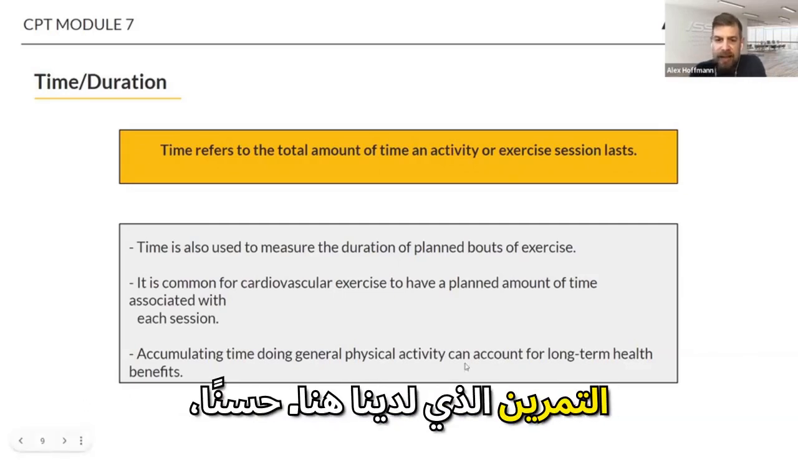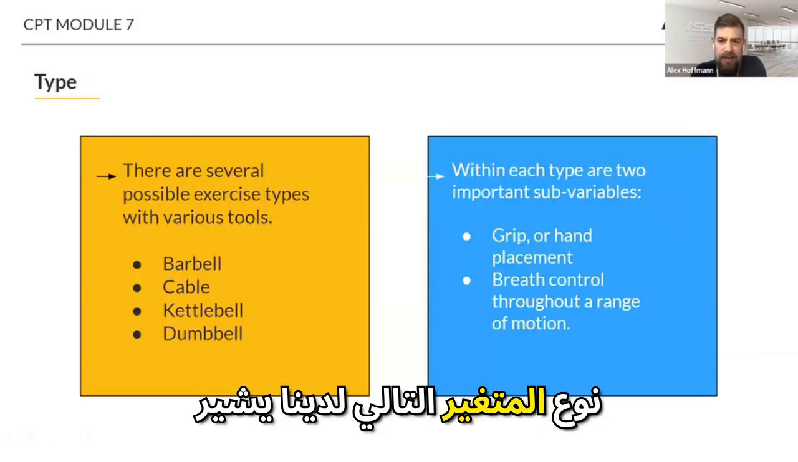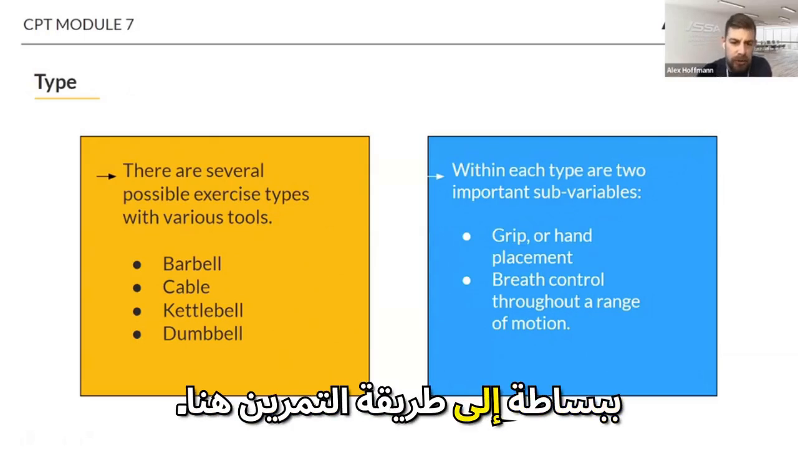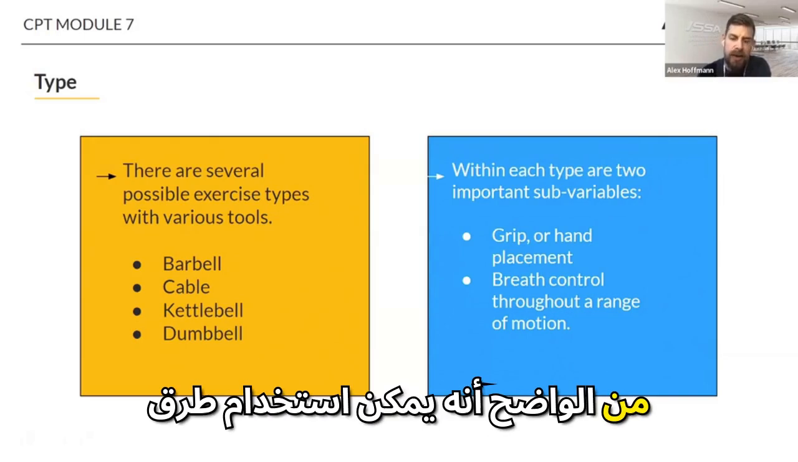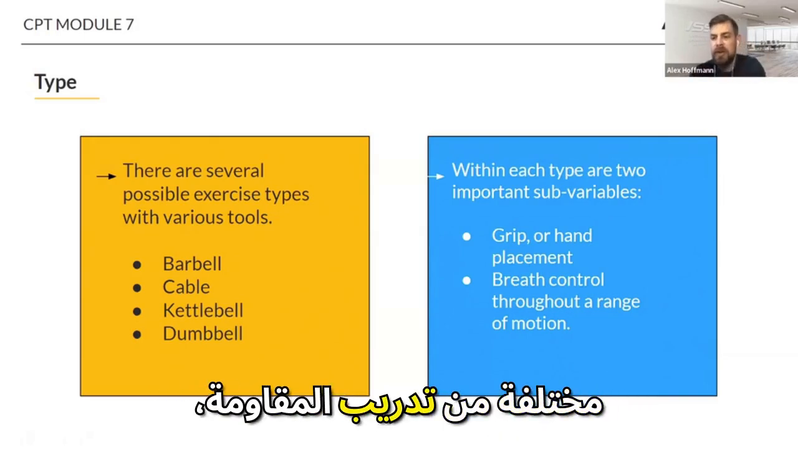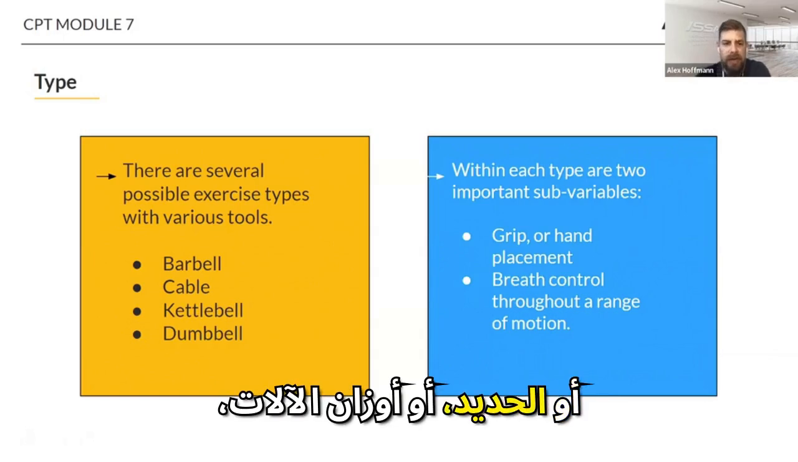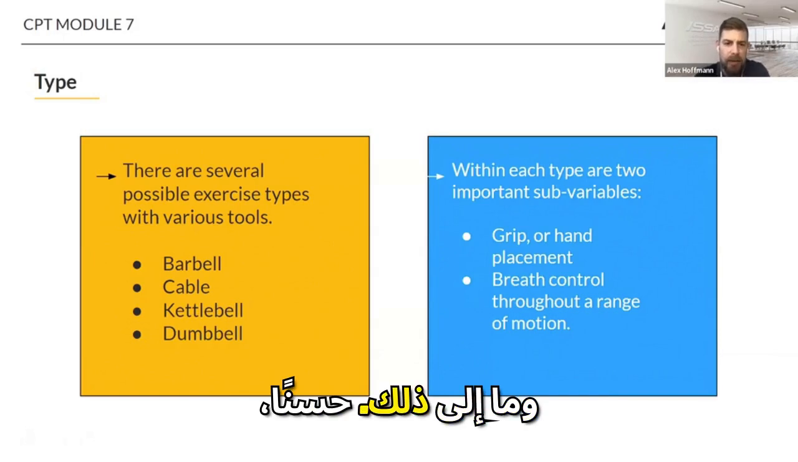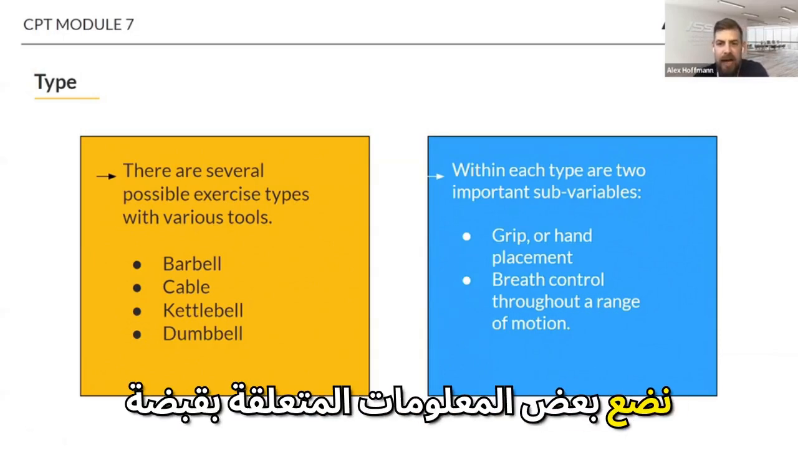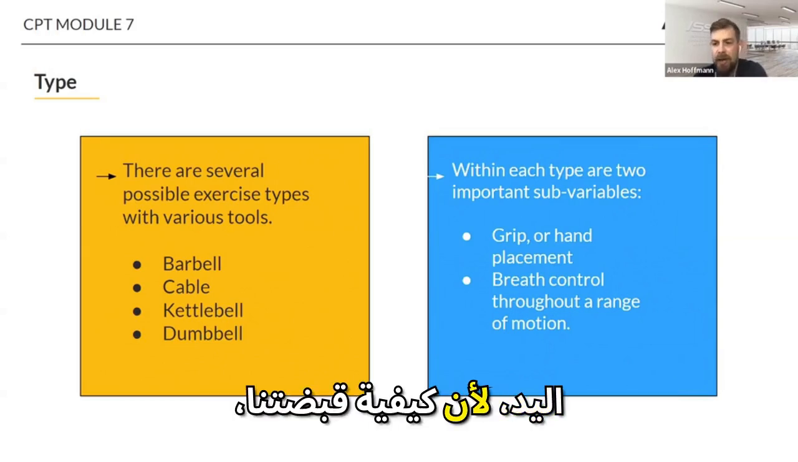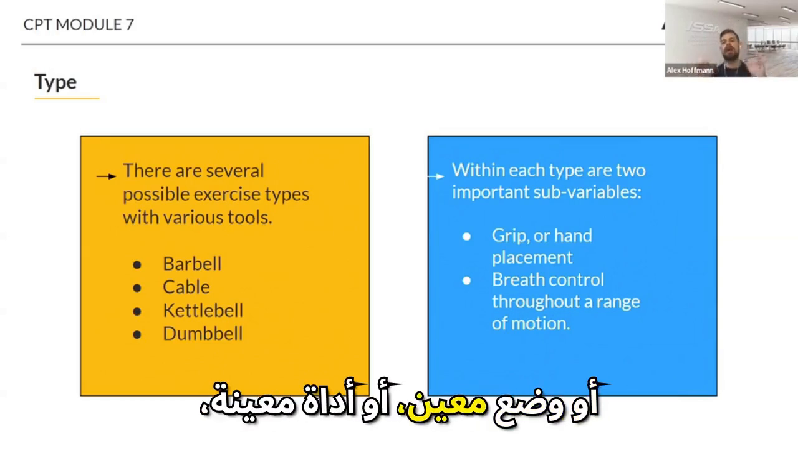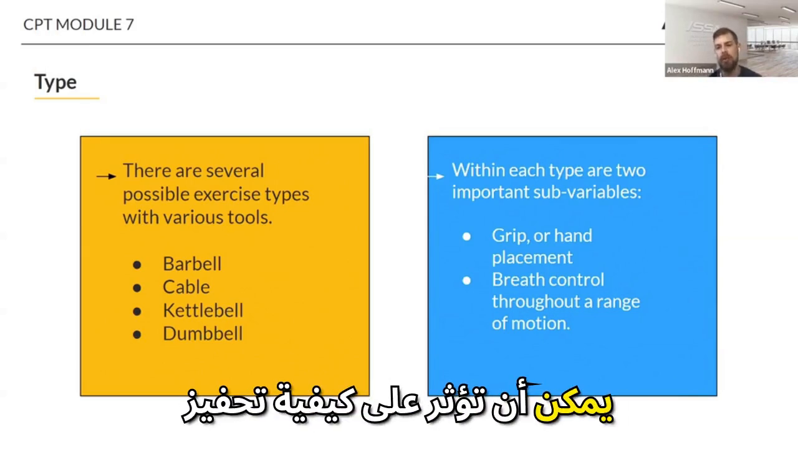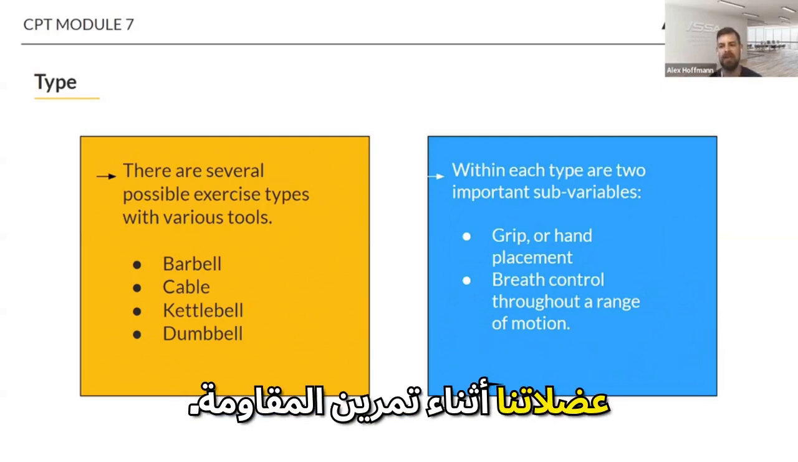Type of exercise is our next variable here. Type is simply referring to the mode of exercise. So obviously we can use various modes of resistance training tools, whether those are dumbbells, barbells, machine weights, kettlebells, medicine balls, etc. Also with this slide, we put on some information regarding hand grip, because how we grip a specific mode or tool can impact how our muscles get stimulated during that resistance training exercise.